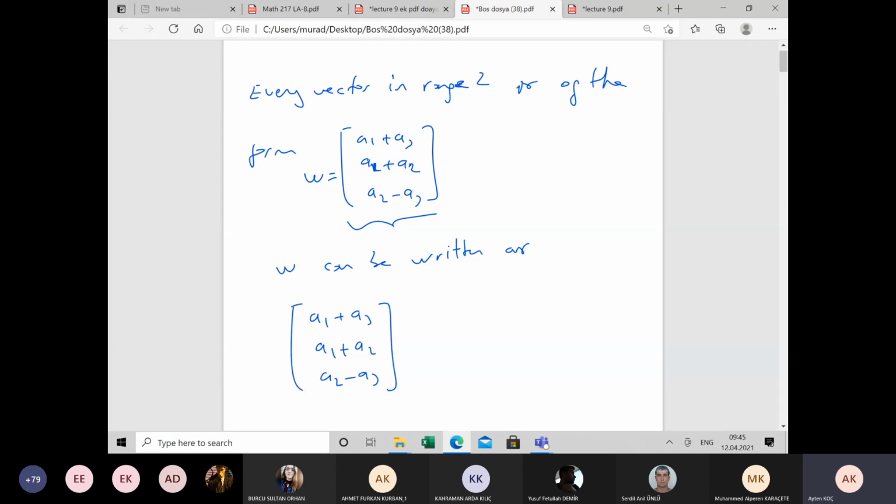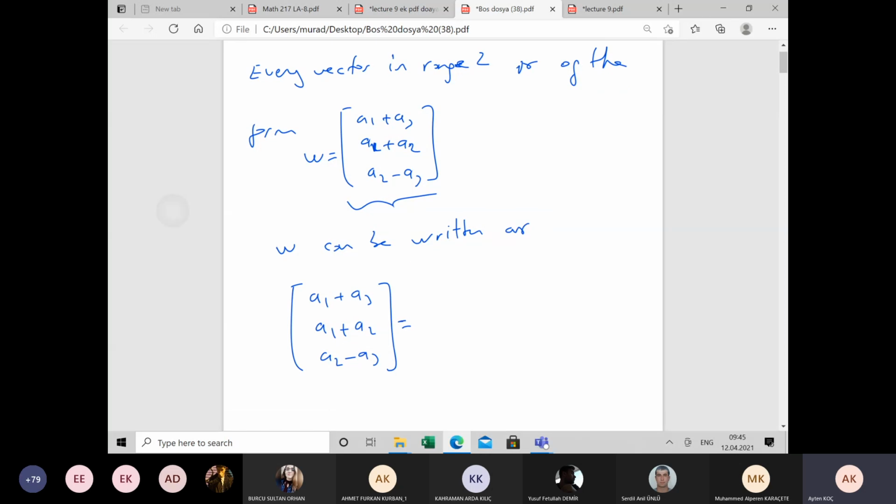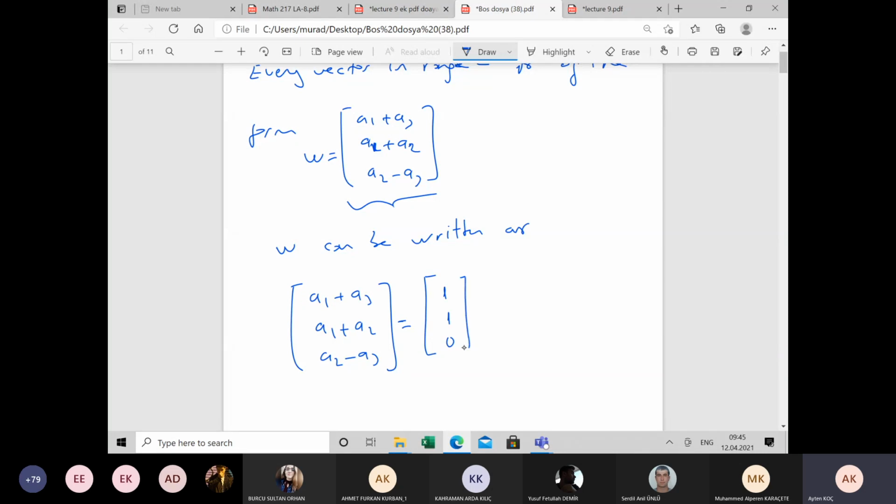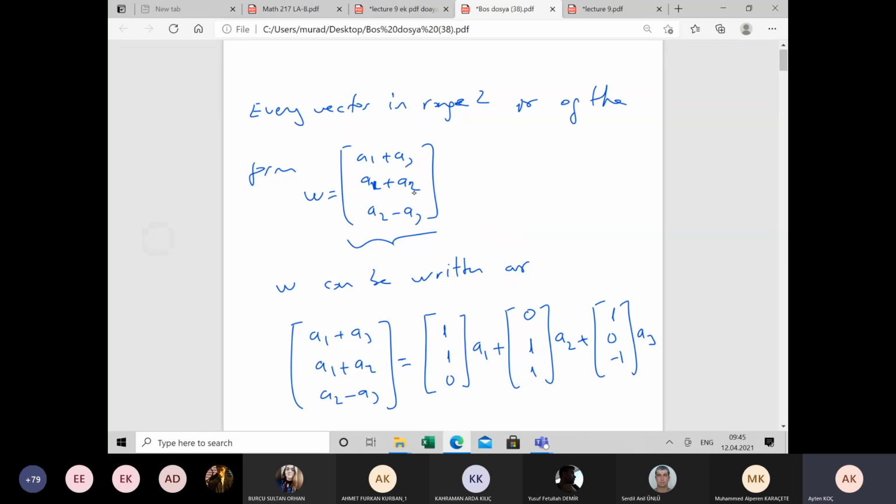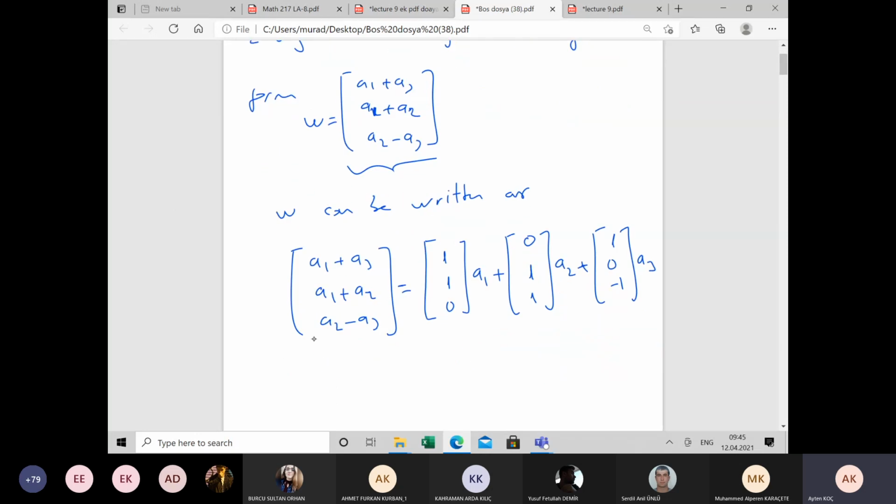Look at a sub 1. The coefficient of a sub 1 is 1, 1, 0, multiplied by a sub 1, plus the coefficient of a sub 2, which is 0, 1, 1, times a sub 2, plus the coefficient of a sub 3, which is 1, 0, minus 1, multiplied by a sub 3. This is an arbitrary vector in the range of L, so every vector can be written in this form.